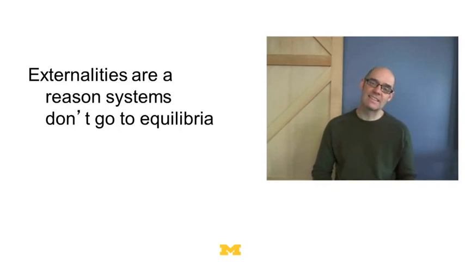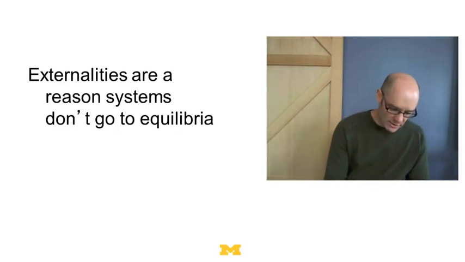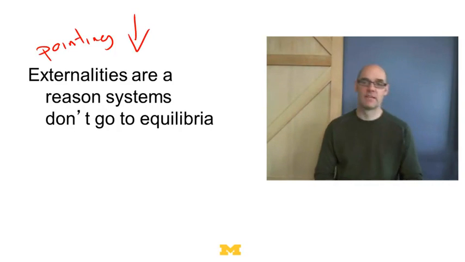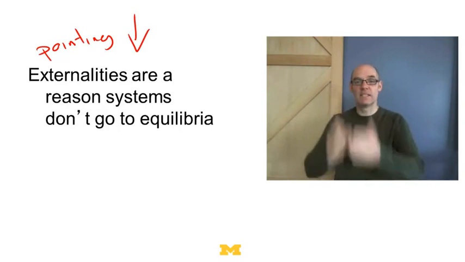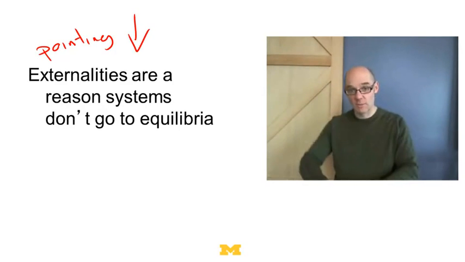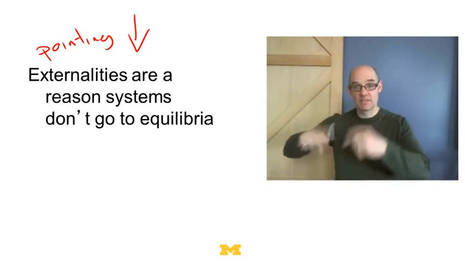And then last, the reason a system won't go to equilibrium is because there are externalities. And I can even be more specific here. There are externalities pointing in the other direction, pointing opposite. So if you're trying to increase happiness, and the externalities cause people to become less happy, that's going to keep the system churning.